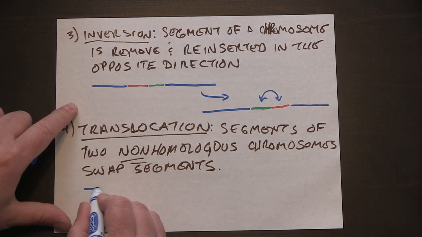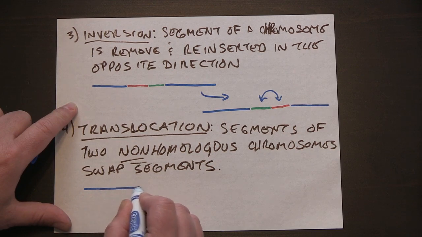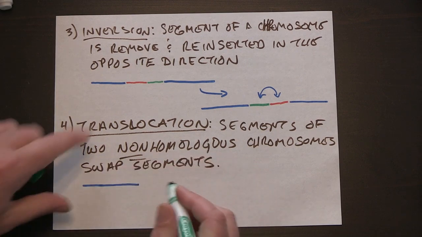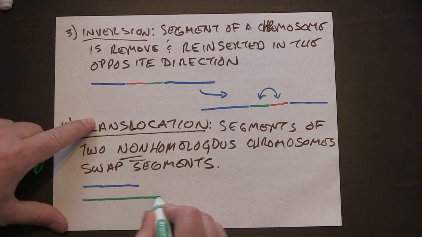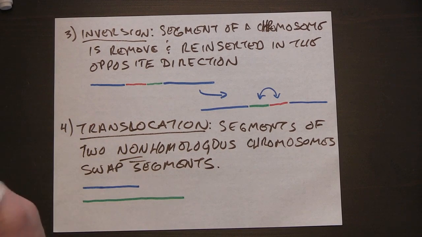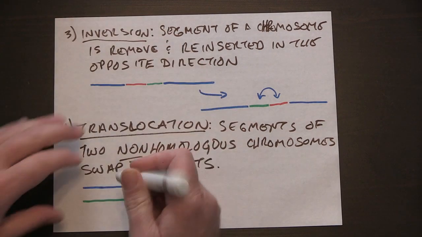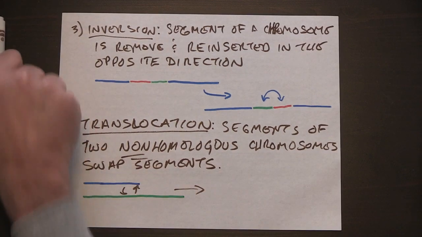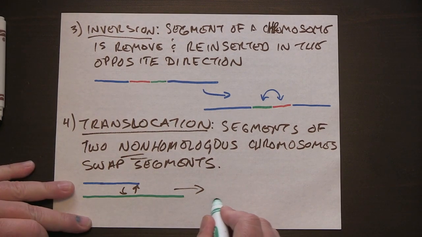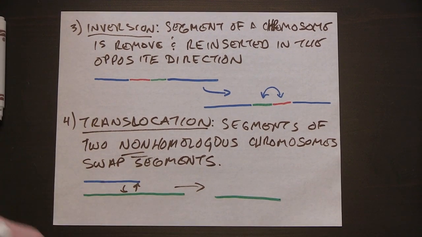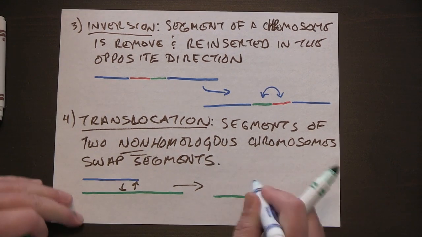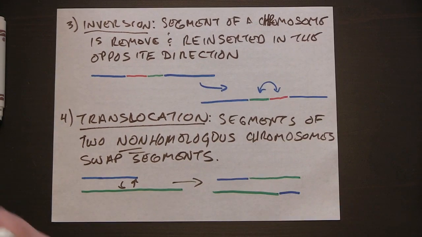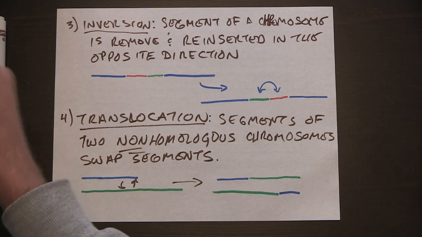So here's one chromosome and a non-homologous chromosome, and if they accidentally cross over and swap, you'll end up with a combination of two incorrect chromosomes.